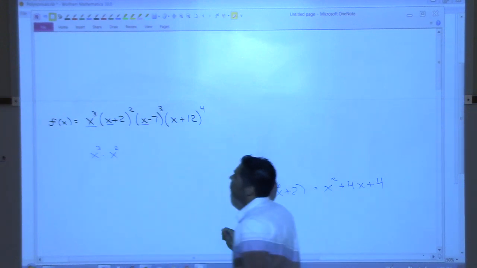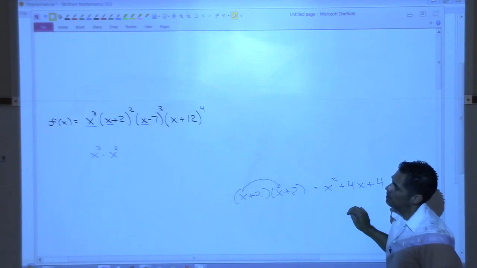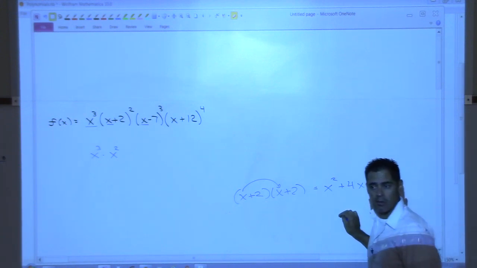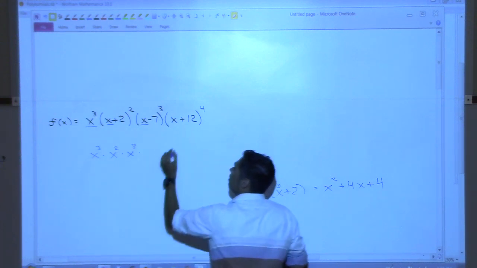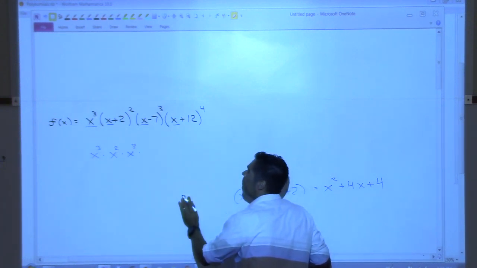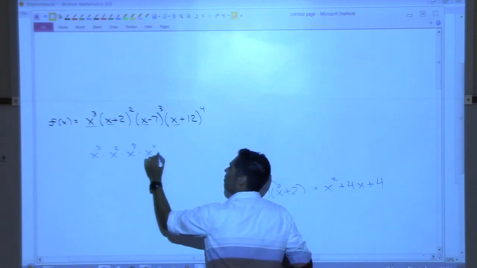This one is going to give you what? An x cubed, because it's to the third power here. And then the last one is going to give you x to the what? Fourth. So what would you get?